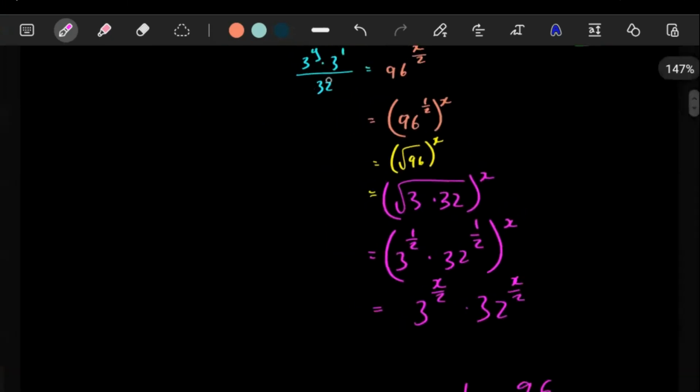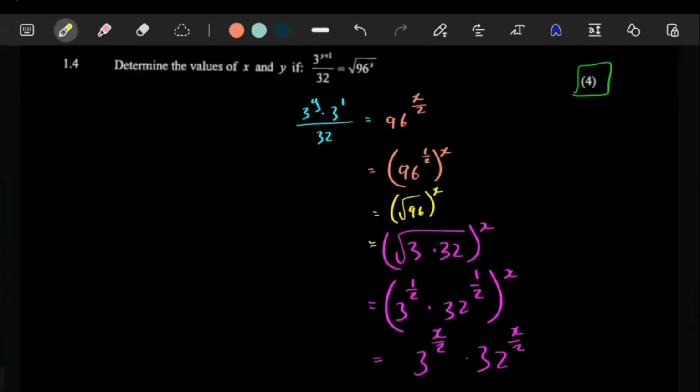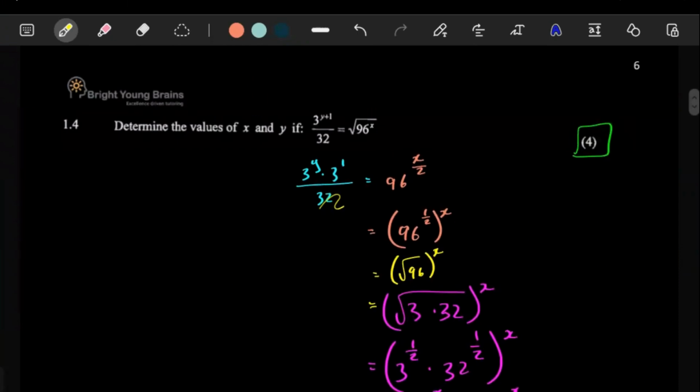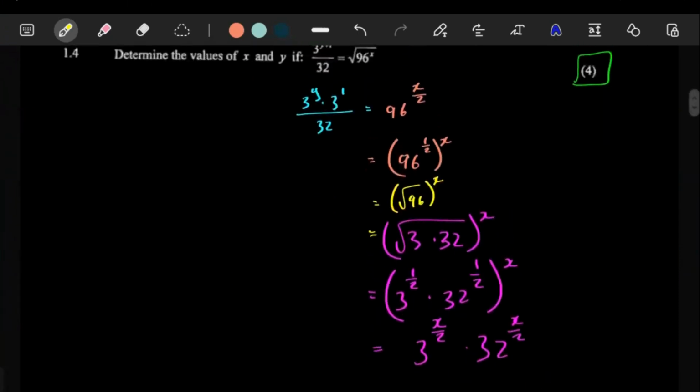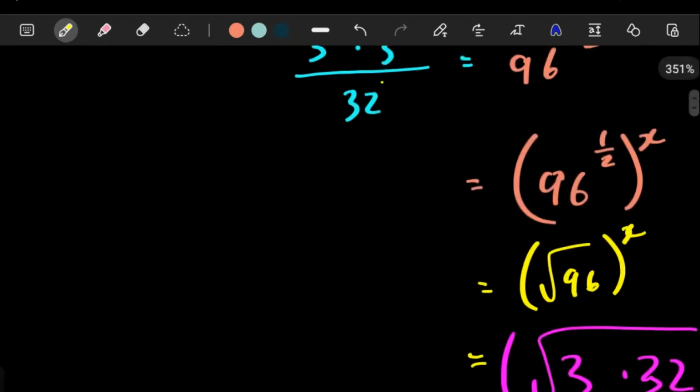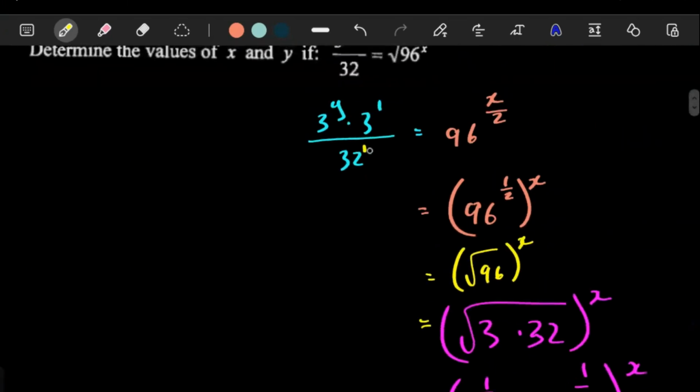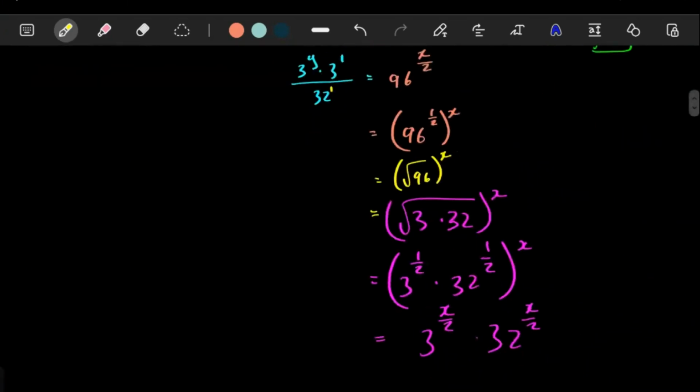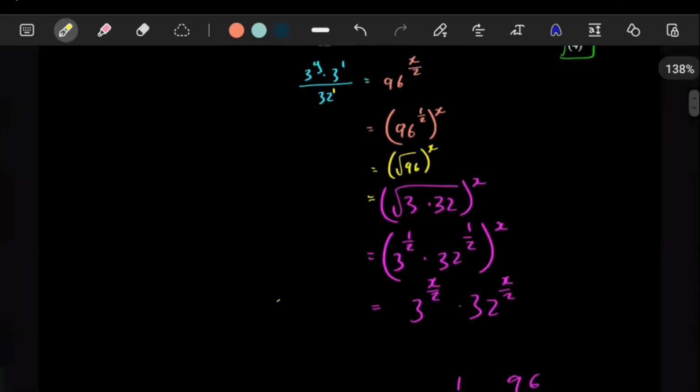On this side, it looks like we're going to go somewhere similar to that, one way or the other. If you're going to put everything this side into one line, the 32 can go up. Remember, it has an exponent of 1. The 32 can go up here, and its exponent is going to be a negative 1. So here we're going to have 3 to the power of y, 3 to the power of 1, 32 to the power of negative 1.